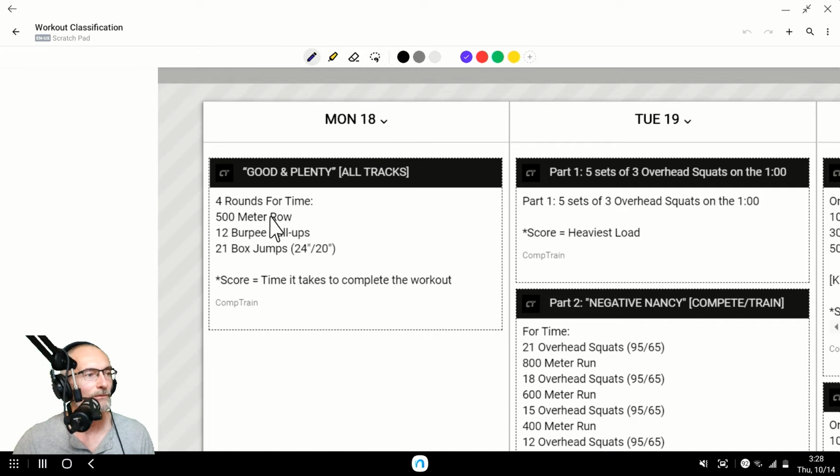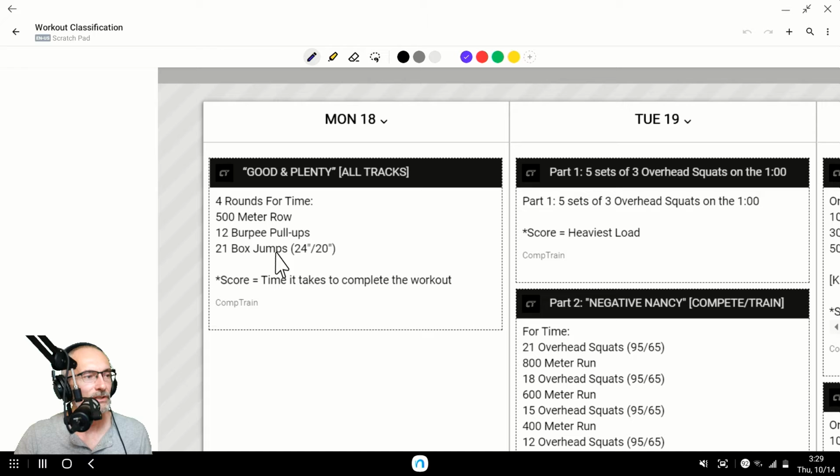We also see that it's 4 rounds for time, so this is going to be a work priority. We're going to do the defined work: the 500 meters rowing, the burpee pull-ups, and the box jumps. And this workout is for time. When we look at a for time workout, it's generally going to be a threshold kind of workout.